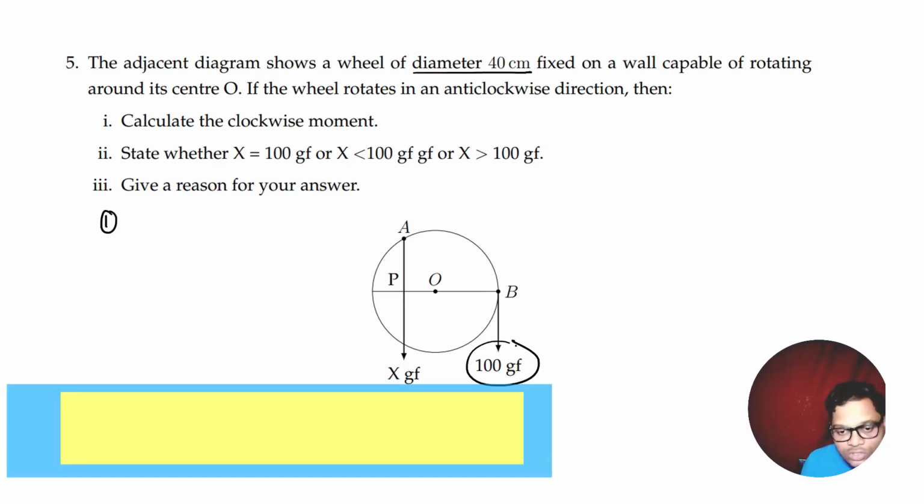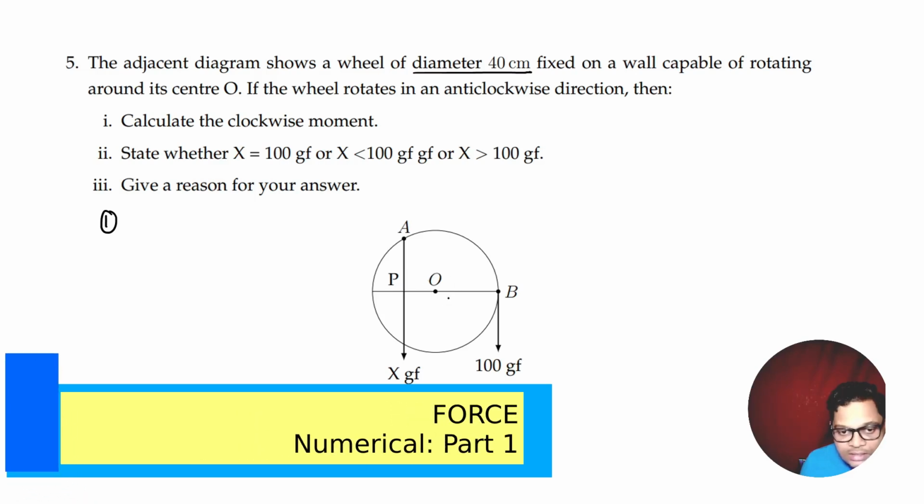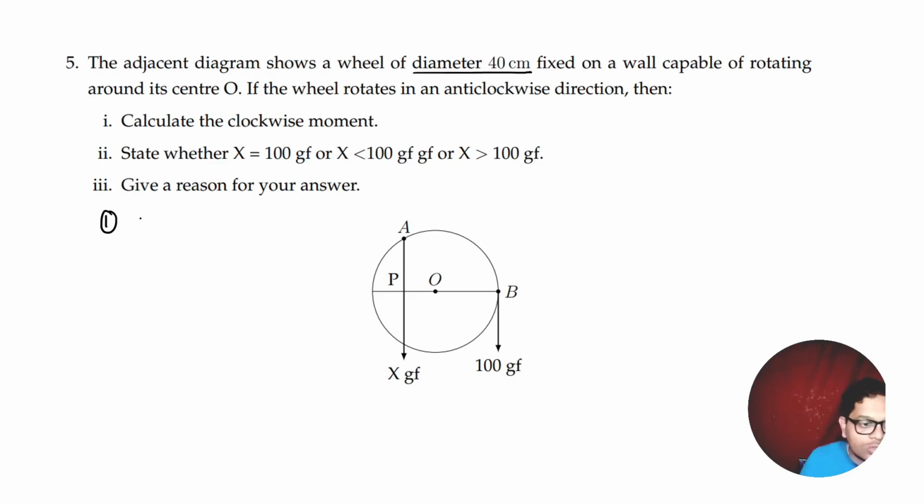So, answering the first question, the clockwise moment. This is the force and this is the axis. So therefore this will be the perpendicular distance. So torque is equal to F into perpendicular distance, that is 100. Now what is OB? The diameter is 40, therefore OB will be 20. So that will be 2000 gram force centimeter clockwise.